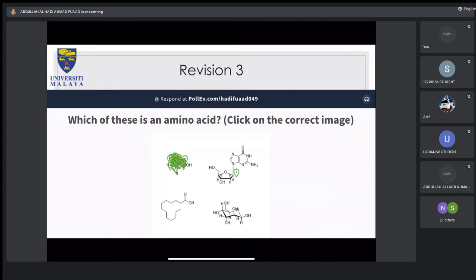The last person who chose nucleotide, do you want to change or not? Never mind. Okay, so everybody, or 99% of you, got it right. It's on the top left corner. Since it's an acid, it needs to have an acid functional group. And because it is also an amino, you need to have an amine group. So you just combine them together, then you get an amino acid. We will look at these in the next few slides.